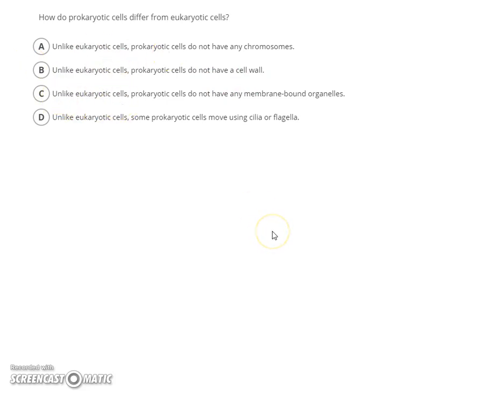Unlike eukaryotic cells, prokaryotic cells do not have any membrane-bound organelles. Now we're getting somewhere. Again, eukaryotic cells do, prokaryotic cells don't. So this one sounds correct. Let's check letter D just to make sure. Unlike eukaryotic cells, some prokaryotic cells move using cilia or flagella. These guys do, but so do these guys sometimes. Some eukaryotic cells also have these things to help them move around. So C is the right answer.